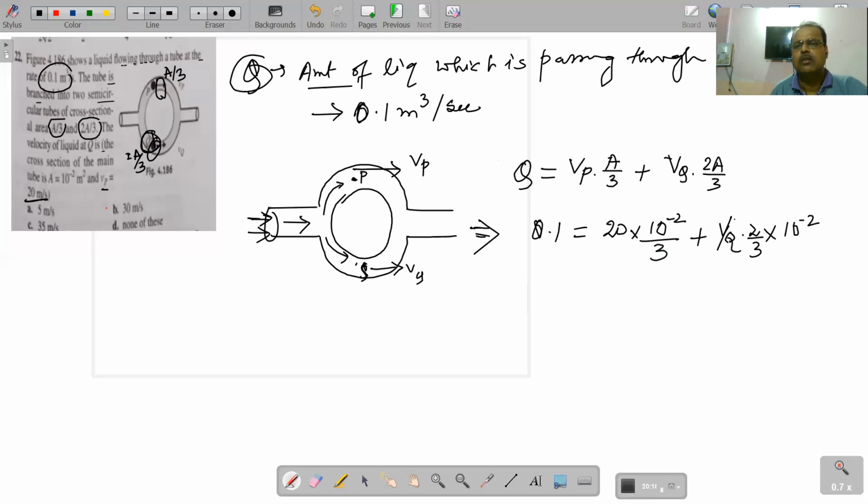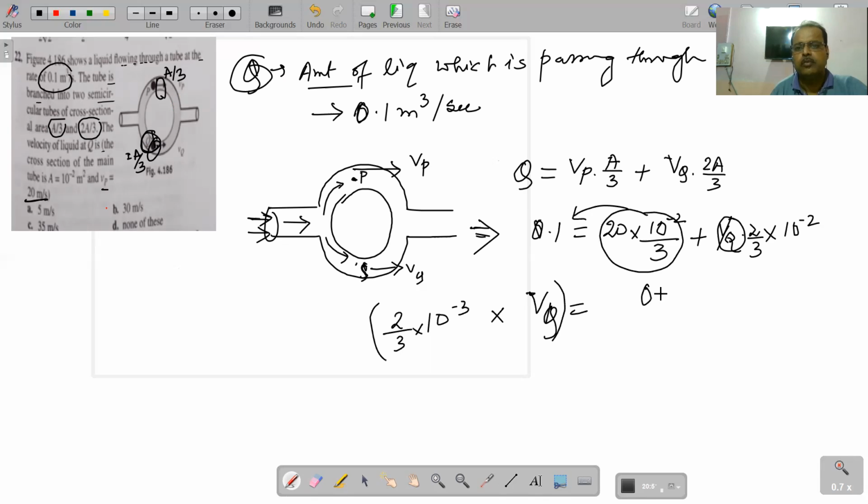So value of Vq is the only unknown thing, that you actually have to find out. So you can write down here it is VQ, and if we just take it to this side, this portion will be VQ. So VQ into 2 by 3. That means ultimately it comes down to 2 by 3 into 10 to the power minus 2. So this into VQ, and this particular portion you just take to the left hand side. So it becomes 0.1 minus 20 divided by 3 into 10 square.